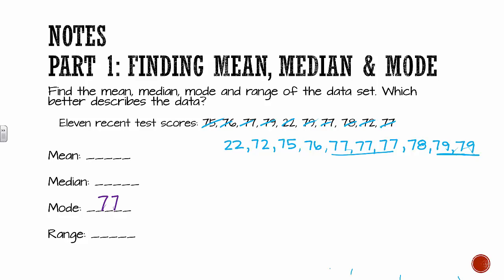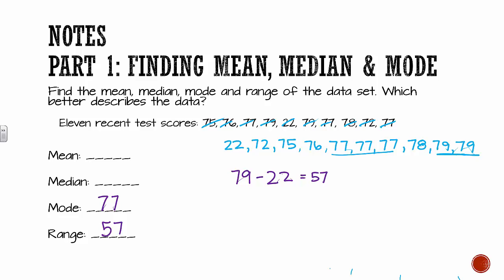And then, like I said, this makes it really easy to find the range because it's your highest value minus your lowest value. And if we do 79 minus 22, we end up with 57. So there's our range. We have a pretty big range, which means our data is kind of spread out. There's a big gap in between our highest test score and our lowest test score.